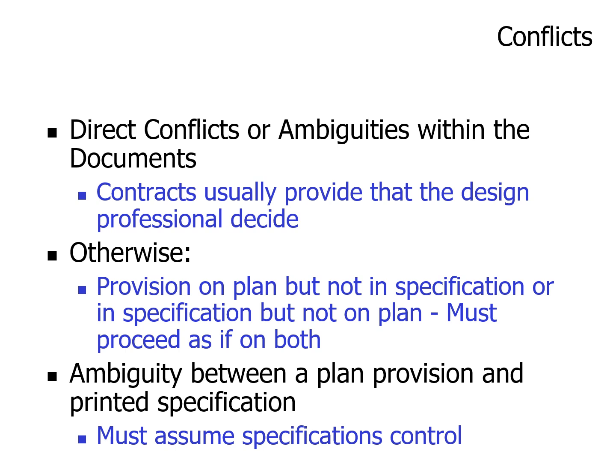Direct conflicts or ambiguities within the documents. Now, contracts usually provide that the design professional decides. Otherwise, provisions on the plan but not in specifications, or in specifications but not on the plans, must proceed as if it's in both. Ambiguity between the plan provisions and printed specifications must assume specifications control. Okay, the written overrides the drawn, in other words. If it's in the specifications and not on the plans, then use the specifications.